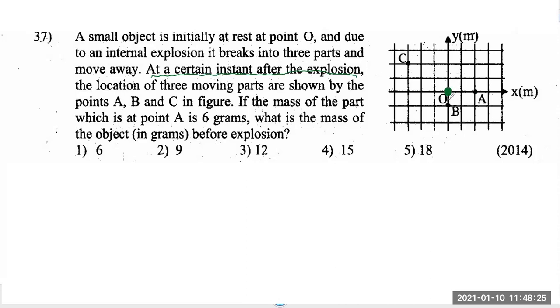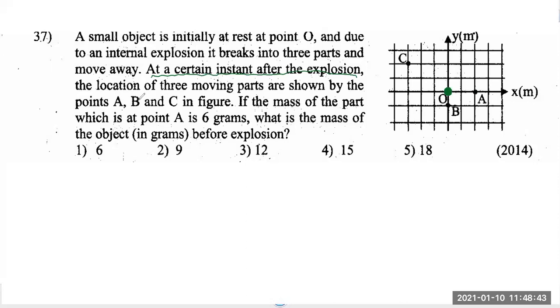So based on the distance, B has moved just 1 box, which means it has gone slow. A has gone 2 boxes, which means it has gone faster. Now look at C, it has gone even faster. That's why it's further away. Whoever moves slower will be closer to the initial point, and whoever has moved faster will be away from the initial point. Think that way.